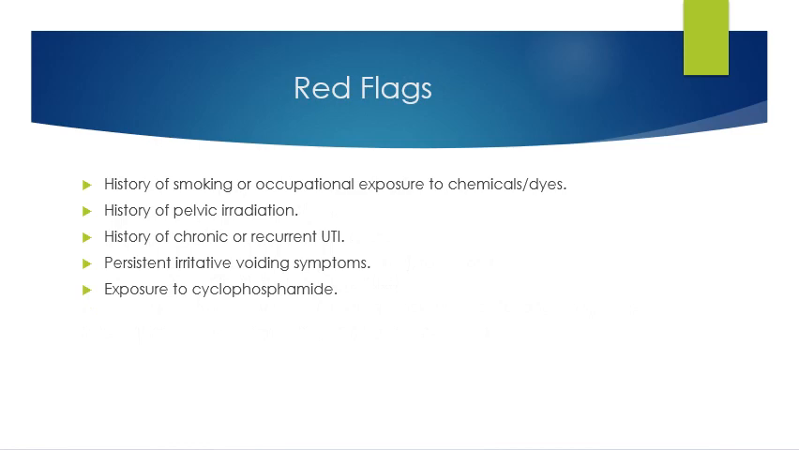Red flags of hematuria. Always ask these questions in your history to rule out high-risk causes of hematuria. History of smoking or occupational exposure to chemicals or dyes for bladder cancer. History of pelvic irradiation. History of chronic and recurrent urinary tract infection which might cause urethral stricture. Persistent irritative voiding symptoms in case of a male draw our attention towards benign prostatic hyperplasia or prostatic cancer. Exposure to cyclophosphamide which can cause bladder cancer.